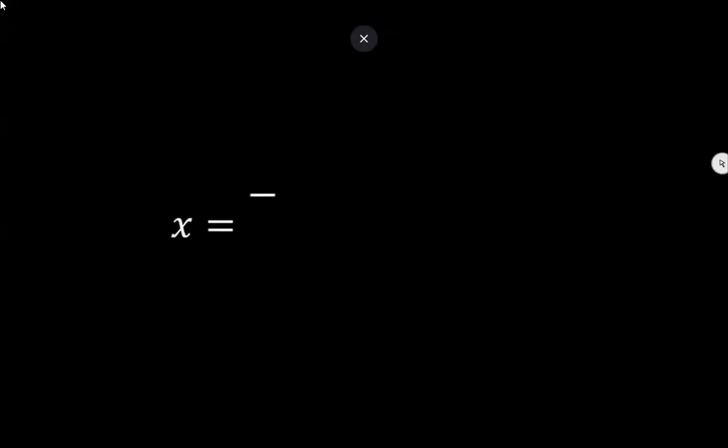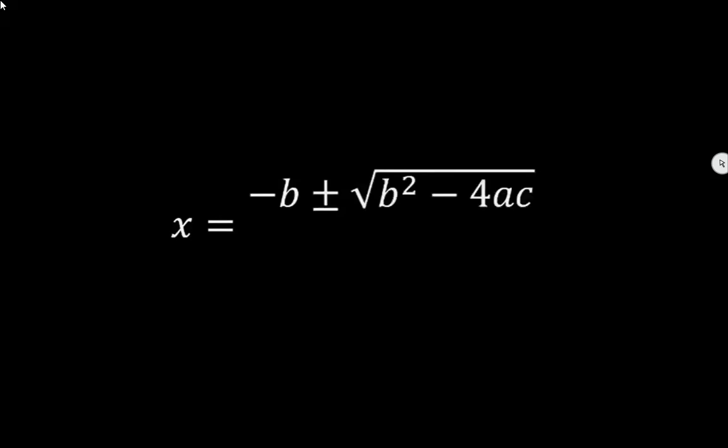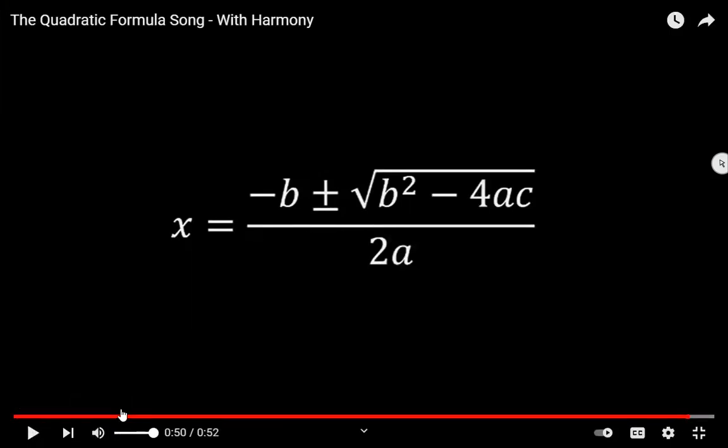Tough. Hey, we'll keep adding harmony and we get more excited. Minus the square root of b squared minus 4ac all over 2a. X is equal to negative b plus or minus the square root of b squared minus 4ac all over 2a. I lost all my IQ.